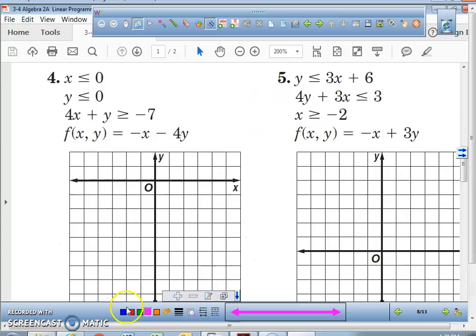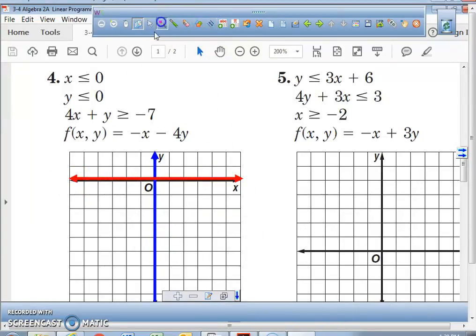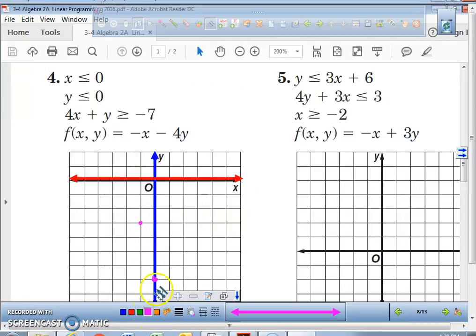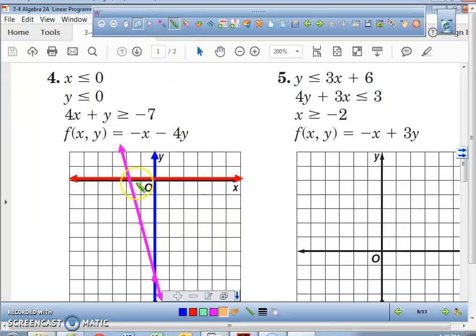So once again, we're going to have the vertical, the horizontal, and then we had a line right here at negative 1, 2, 3, 4, 5, 6, 7. We went up 4 and over 1 to the left. We drew our line in purple, going through that point right there. And our solution region, everybody, is right in here. So there's our solution region.